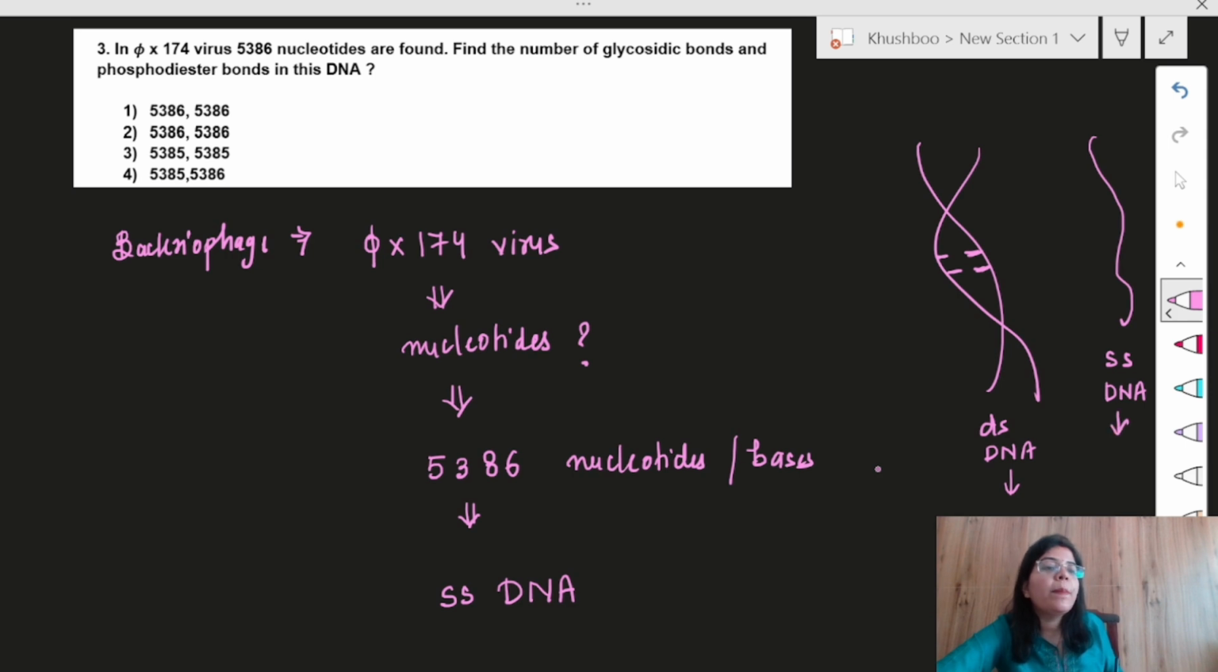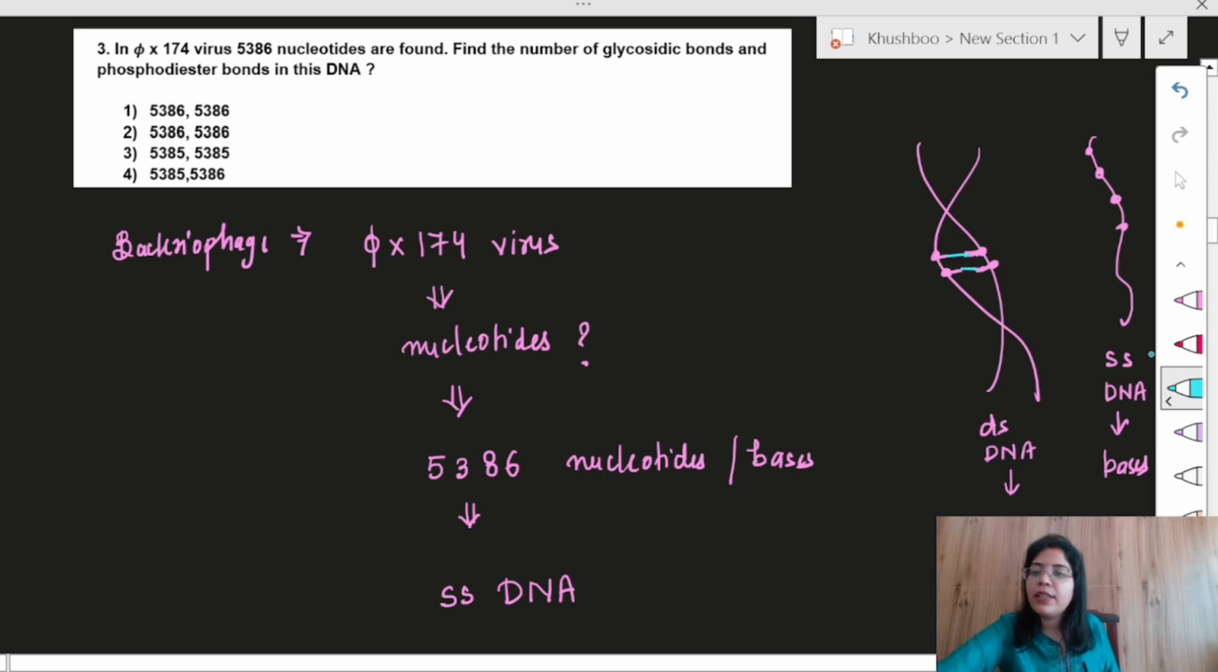Here only bases: one base will be here, one base here, one base here. In double-stranded DNA, two different bases will be on two different strands, and they will be connected together with the help of hydrogen bonds, right? That's why they are called base pairs. Here only bases are there.